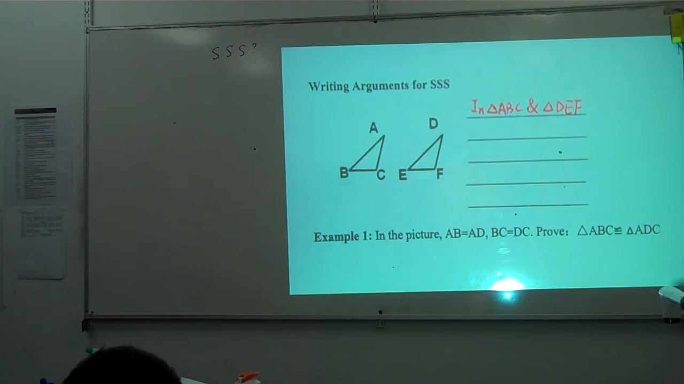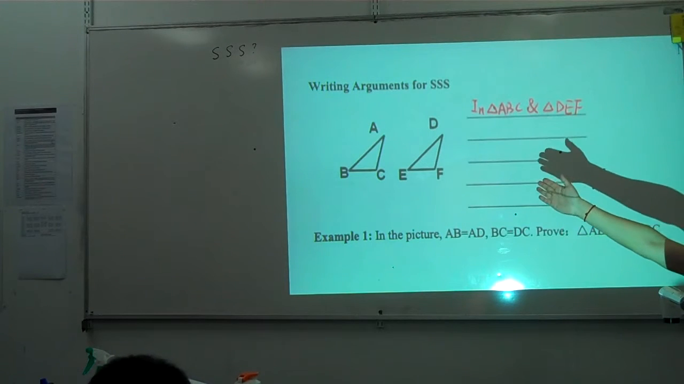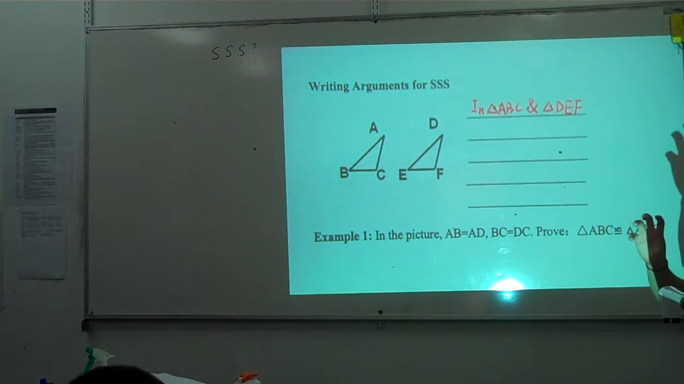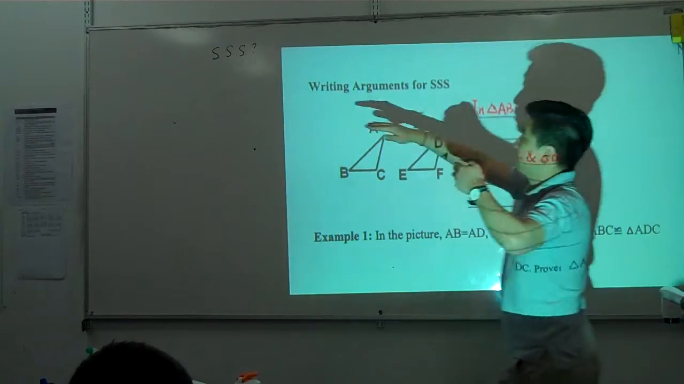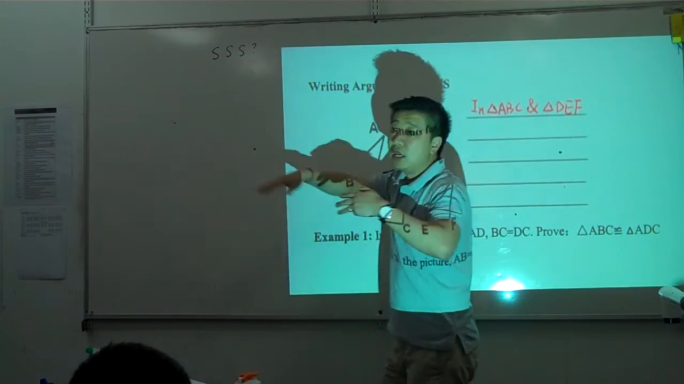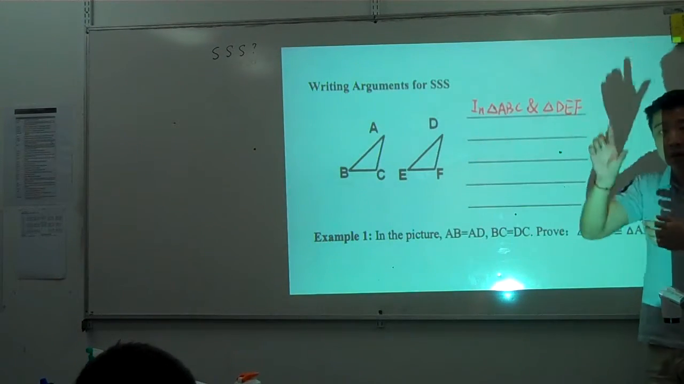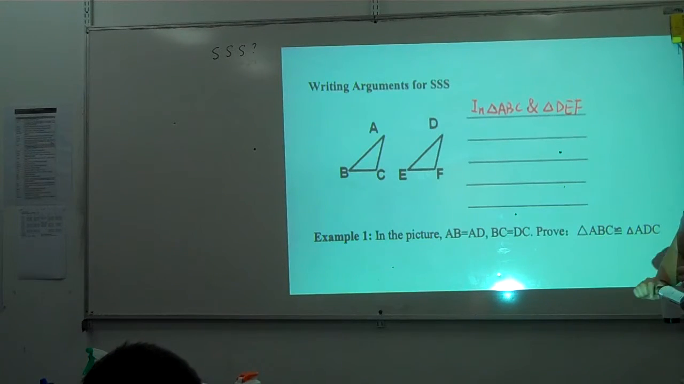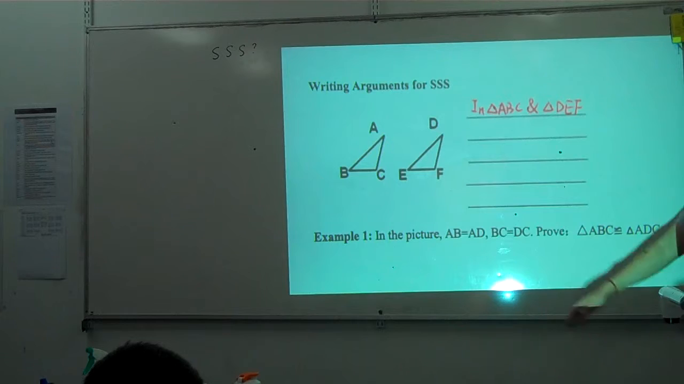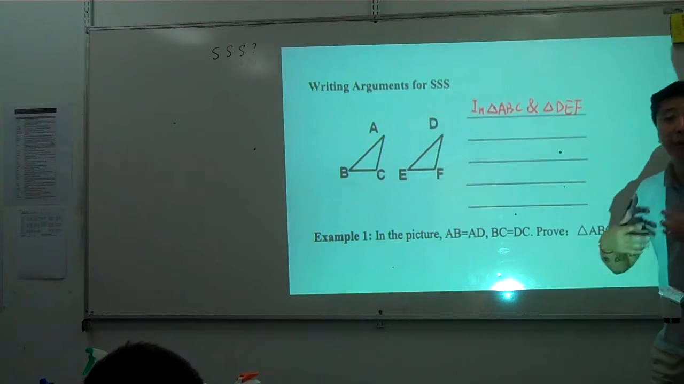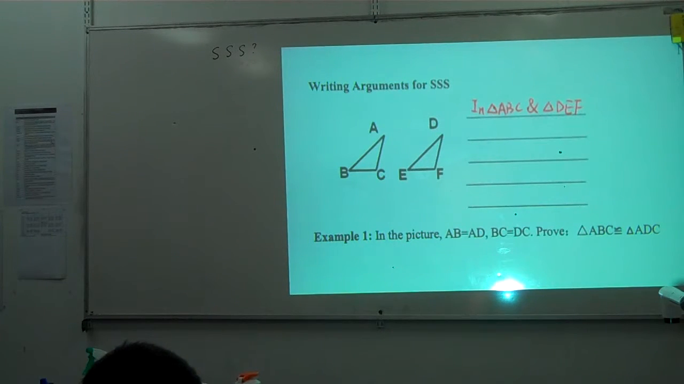Okay. Now, I found two triangles, and then I want to prove they are congruent. How many sentences I need? Three. Good. 1, 2, 3. Just now we use measurement. We measure the sides, so I need 3 sides. If 3 sides are equal, they are congruent. That will be easier for you to understand.